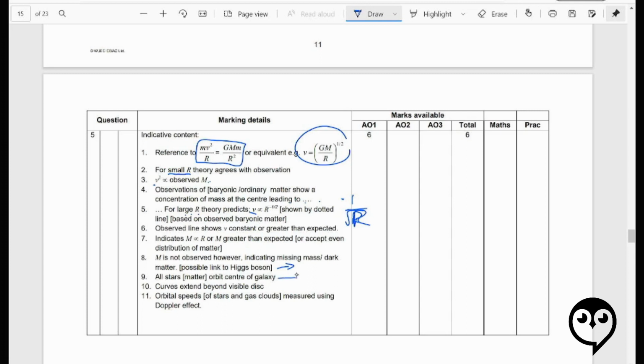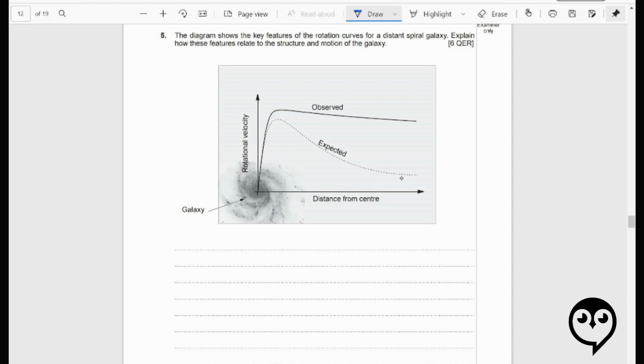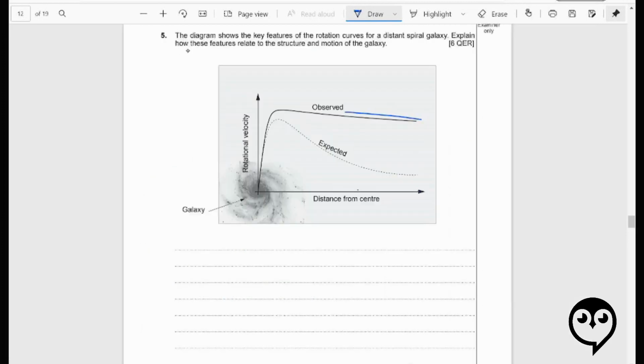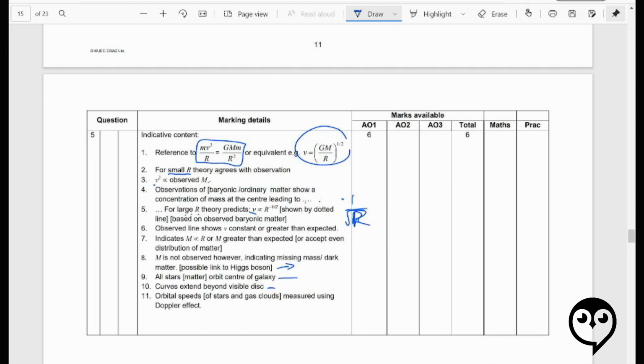All stars orbit the center of the galaxy. The curves extend beyond the visible disk. You see this curve, they extend beyond the visible disk. So anything out near the galaxy, you would expect to feel something. Orbital speeds are measured using the Doppler effect. These are the types of things they want you to talk about. So you're not being asked to explain, it's just how they relate to the structure and motion. This is something you're going to want to practice if you're in the Eduqas realm.